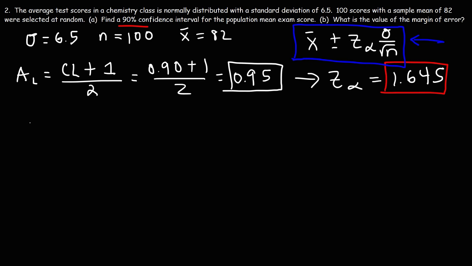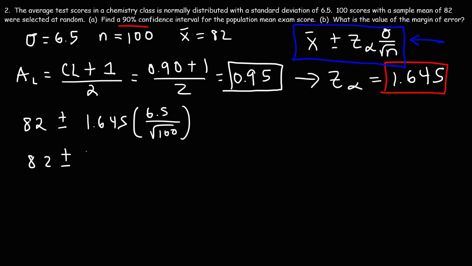So x bar, that is 82, and then it's plus or minus z, which is 1.645, times sigma, which is 6.5, divided by square root of n. The square root of 100 is 10. So it's 6.5 divided by 10 times 1.645. So this gives us 82 plus or minus 1.06925.